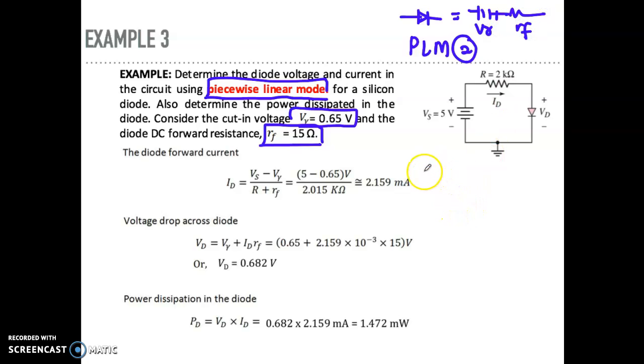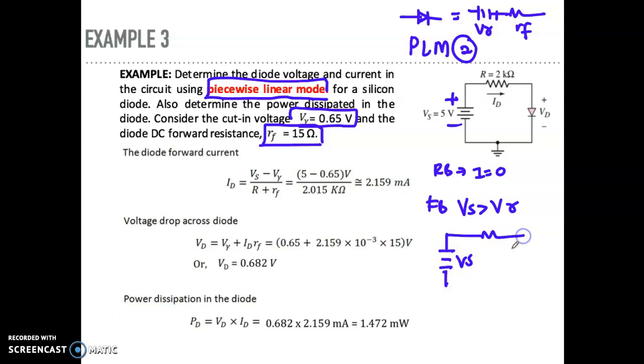Okay, so again, the same circuit. During reverse bias, there will be no current, right? So we don't need to do that. During forward bias, when you apply a plus, minus, correct? Your supply here is 5. So means your Vs here is more than V gamma. So what you're going to replace here is your diode with what we call V gamma and RF.